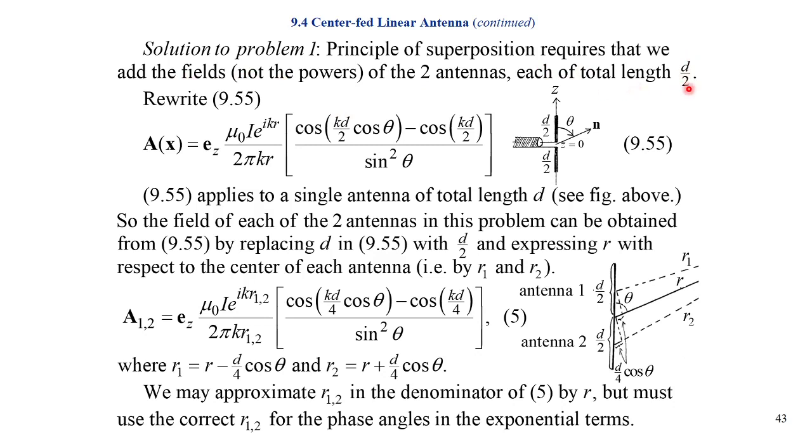Each of total length d over 2. So we have the first one. This is the original form. But now it is slightly shifted. One shifted to here, the other shifted to here. Okay, so R will be different and theta will be different, but actually it's still the same. Equation 9.55 applies to a single antenna of total length d. So the field of each of the 2 antennas in this problem can be obtained by equation 9.55 by replacing d with d over 2.